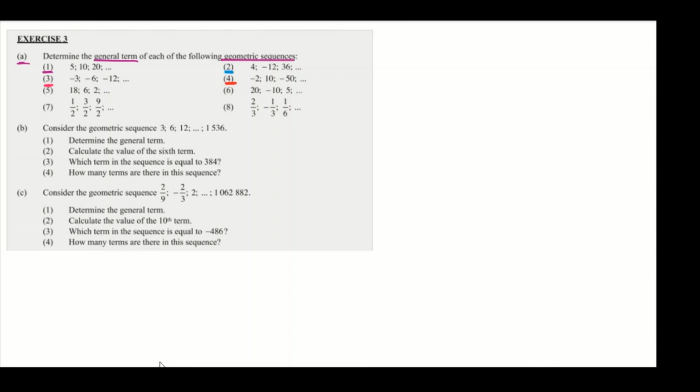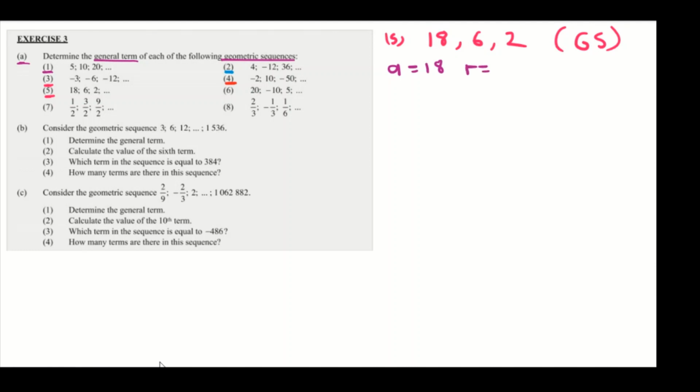Okay, so now we're going to do number 5, in which we are given 18, 6, and 2, right? And we are told that this is a geometric sequence. So we need to identify the general term. So our first term is equal to 18.